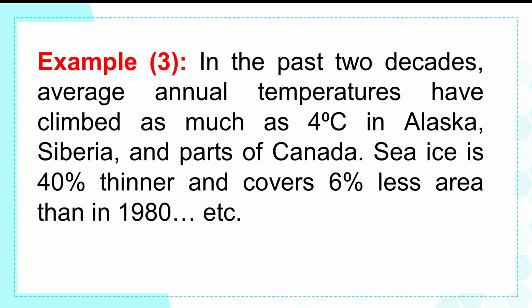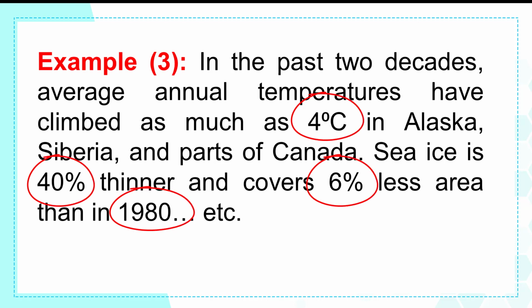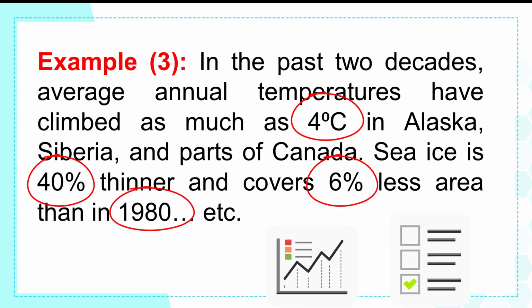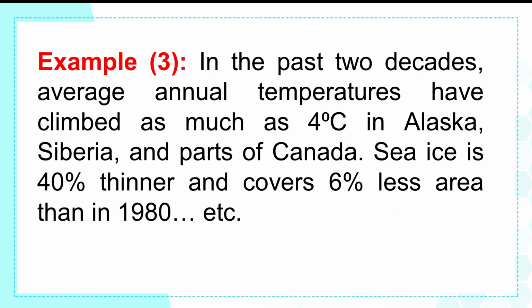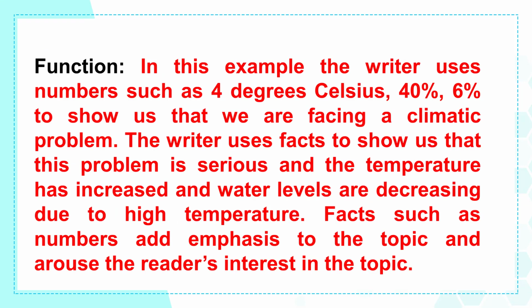Look again at example number 3. Why do you think the writer used numbers here? Why did he use facts? What does he want to show us? In this example, the writer uses numbers such as 4 degrees Celsius, 40%, 6% to show us that we are facing a climatic problem. The writer uses facts to show us that this problem is serious and the temperature has increased and water levels are decreasing due to high temperature. Facts, such as numbers, add emphasis to the topic and arouse the reader's interest in the topic too.